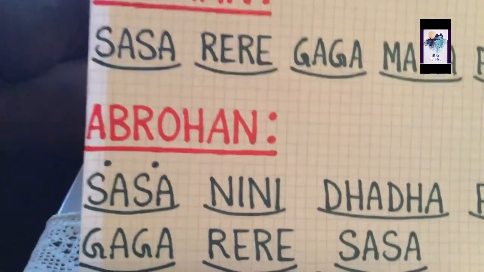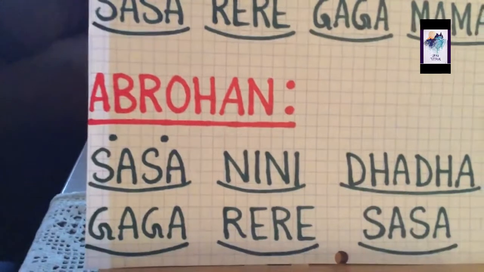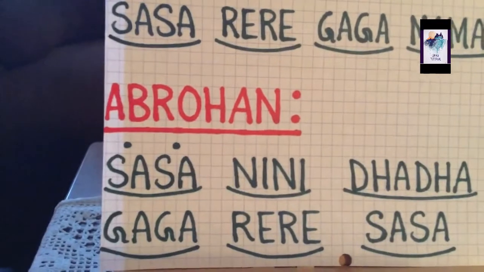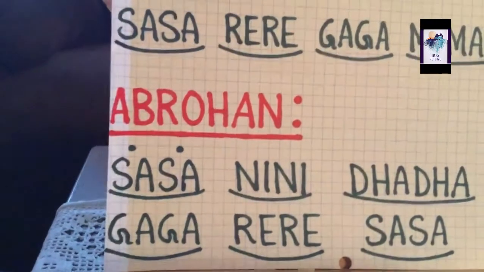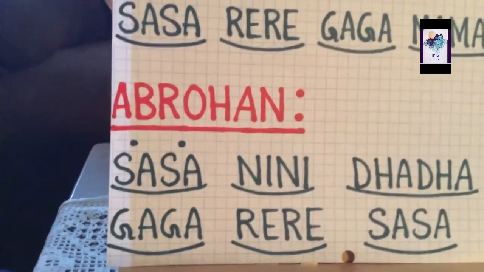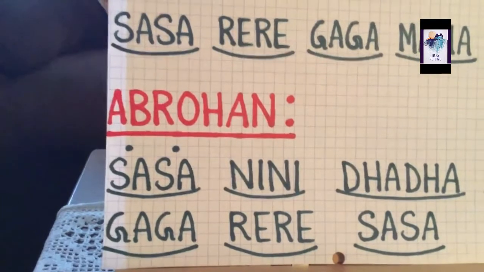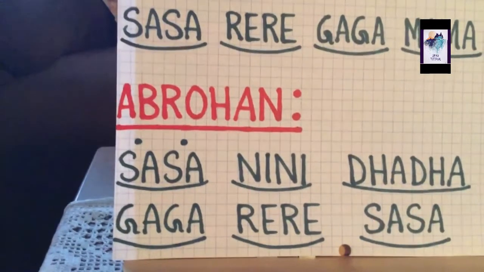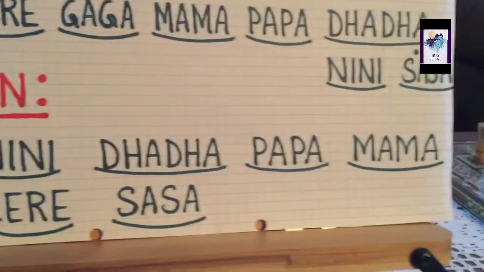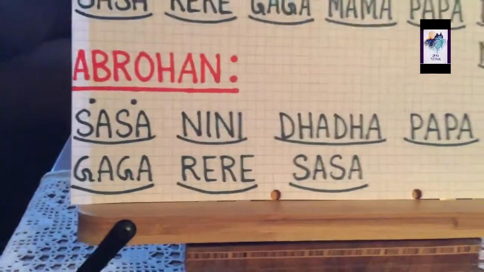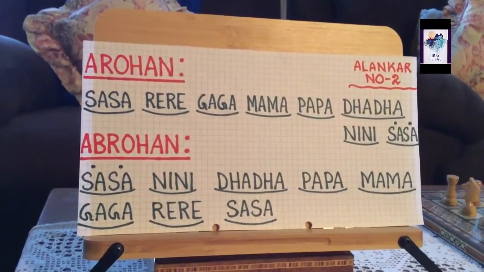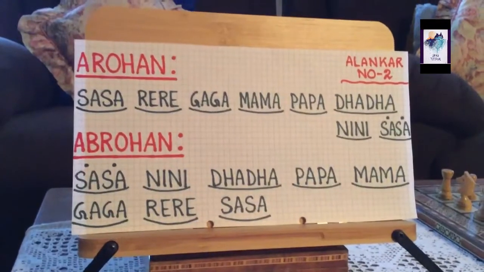And avarohan, sasa. See the sign of sasa. This is Taar Saptak sa. So the dot is there above the note, and two dots for two notes. One dot for each individual note. If there are 3 or 4 sa or Taar Saptak notes, you have to put the same dot for each and every note. It's not that the sas are together in one beat, so only one dot. No, you can't do that. So sasa, nini, dhadha, papa, mama, gaga, re re, sasa. It will come in one line. Alankar number 2, two notes in one beat.